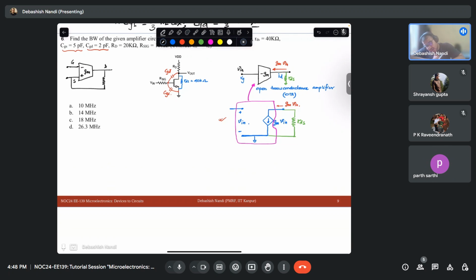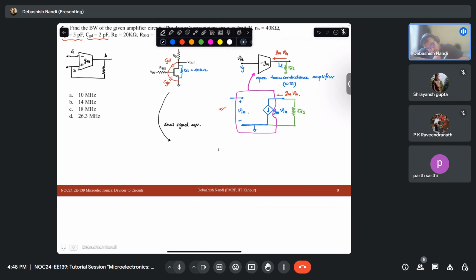So now I want to write the small signal equivalent. So what do I have? I have a minus GM OTA here. Then I have an RDS here.